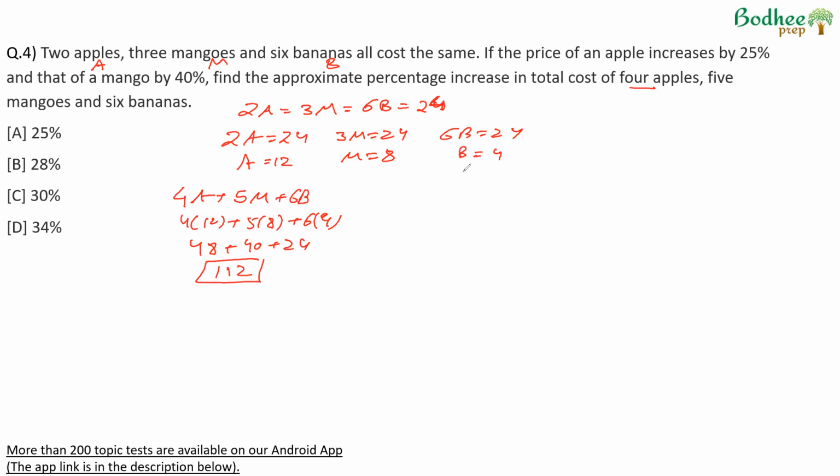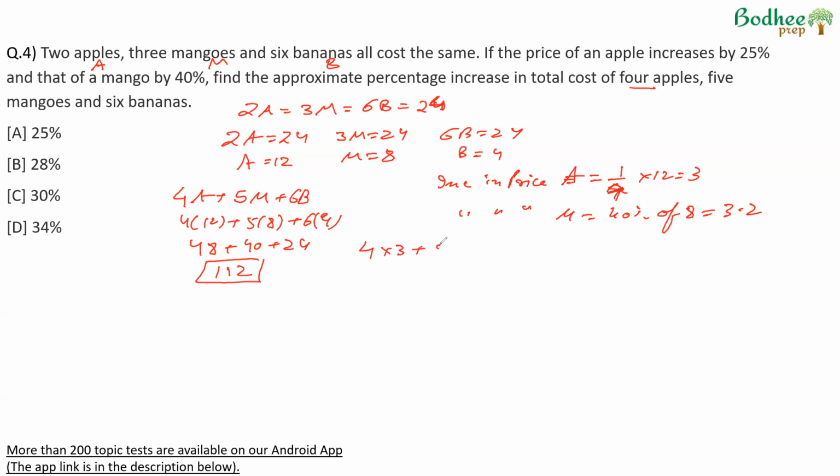The increase in price of apples is 25%, which will be 1 by 4 of 12. 25% is 1 by 4. So 3 rupees. Increase in price of mangoes is 40% of 8, which will be 4 8s are 32. So 3.2 rupees. Now in this case, because of 4 apples, the price will increase by 4 into 3, 12 rupees.